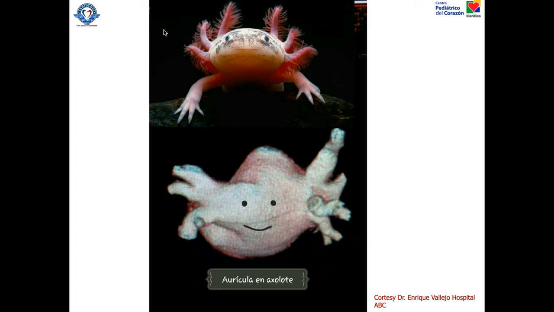This is the final image. It's comparing the amphibian axolotl. The axolotl is an endangered species from Xochimilco Lake in Mexico City. It's a complex amphibian, and so is the left atrium. It's a very complex cavity. That's why it's very difficult to treat atrial fibrillation.